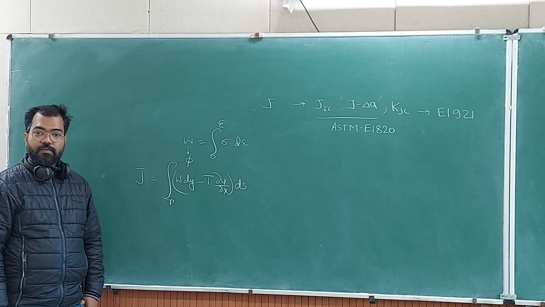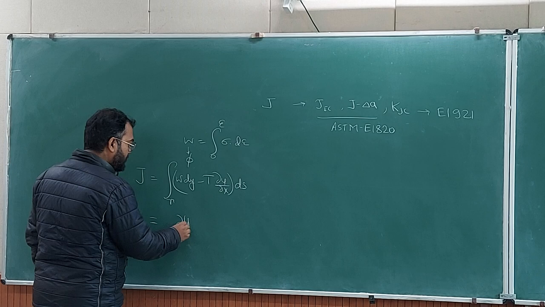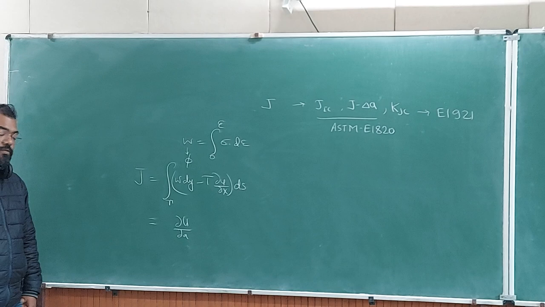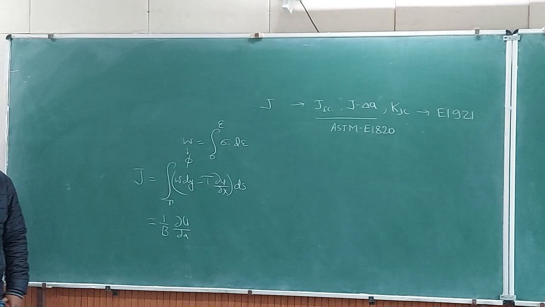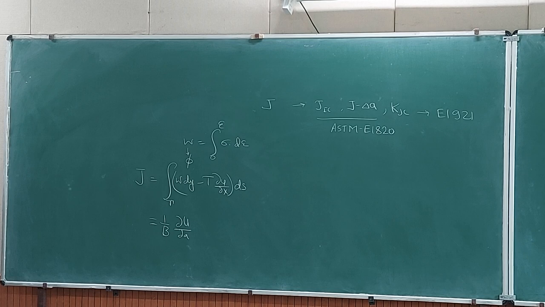We have also seen that J is equal to del U by del a. This definition is also there. And for the two-dimensional case, we will have 1 by b. So it is per unit energy released, per unit increment in crack, per unit thickness of the sample. So how do we measure it experimentally?